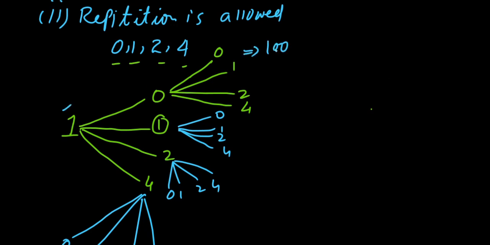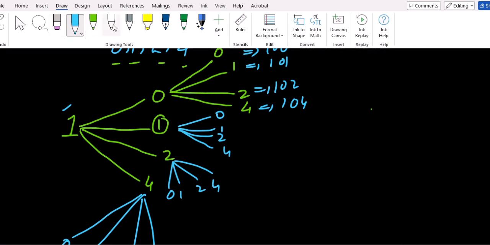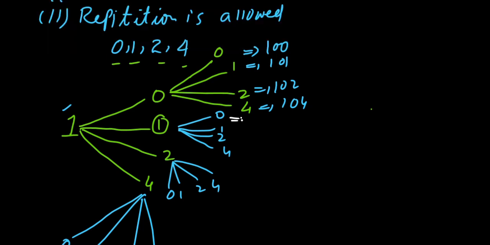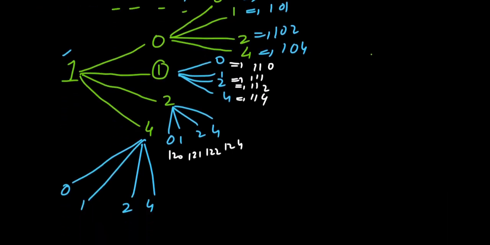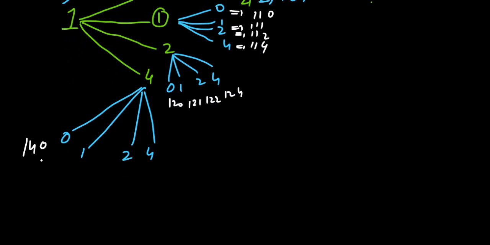First number is 100, the second is 101, third is 102, the fourth one is 104. From here, your numbers are 110, 111, 112, 114. And from here, your numbers are 120, 121, 122, 124. Lastly, from here, 140, 141, 142, 144. So there are 16 possible numbers when the starting digit is 1.